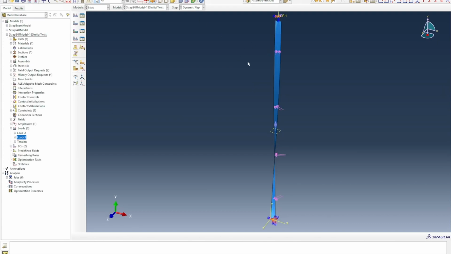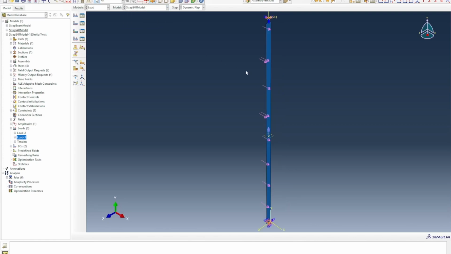So, all right, going into the load module here, with each of these, I have this distributed force. Then we also have a moment that's acting right here at the center. So that's giving it that torsional response.